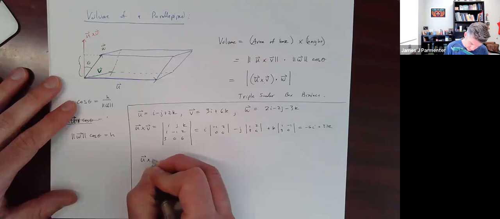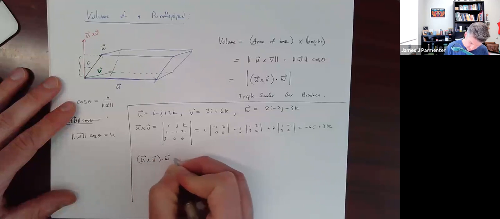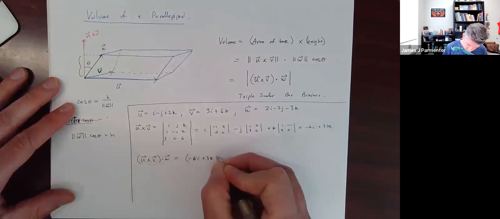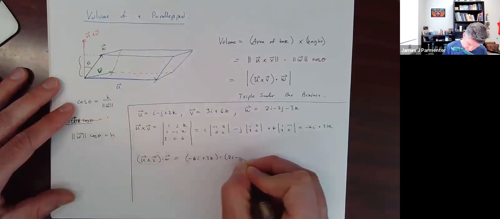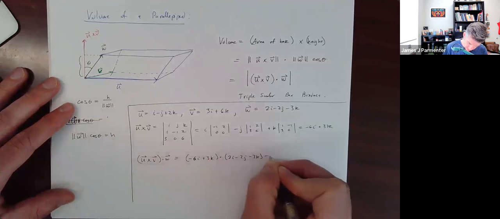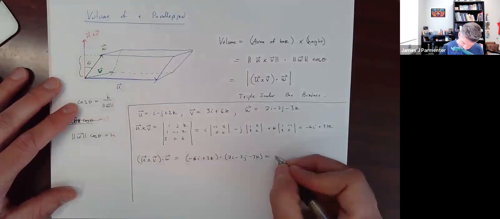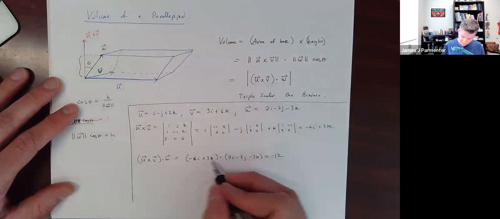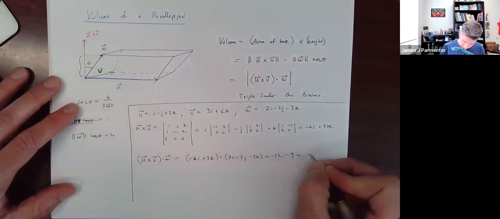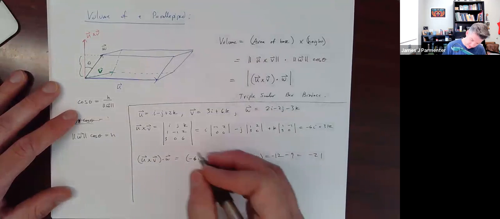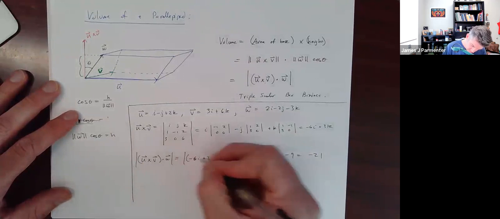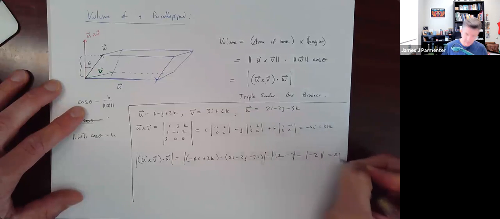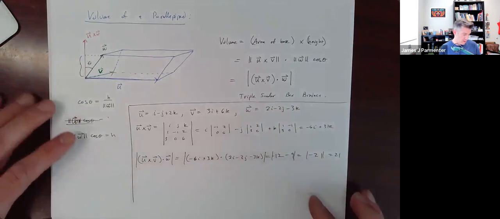So U cross V dotted with W is going to be negative 6I plus 3K dotted with 2I minus 2J minus 3K, which is going to equal negative 6 times 2, plus nothing times the negative 2 here. And then finally 3 times negative 3 is minus 9. That's negative 21, but then we have to slap absolute values around the whole thing. So 21. So the volume of the parallelepiped here would be 21.